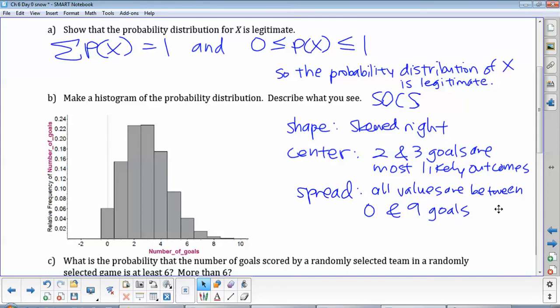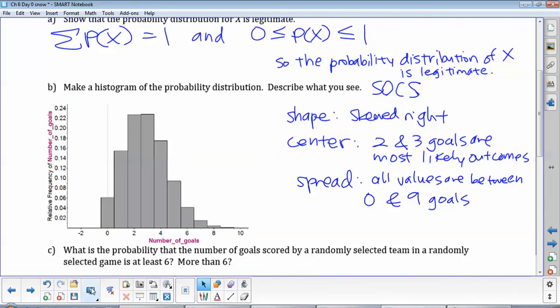So, Part C: what is the probability the number of goals scored by a randomly selected team in a randomly selected game is at least 6? And what's the probability that it's more than 6? Please note, for this example, these two things are not the same, and this is actually going to be an important thing. At least 6 means 6 or greater. More than 6 does not include the value 6. So don't forget, these are different things. Go ahead and pause the video and see if you can come up with both those probabilities.